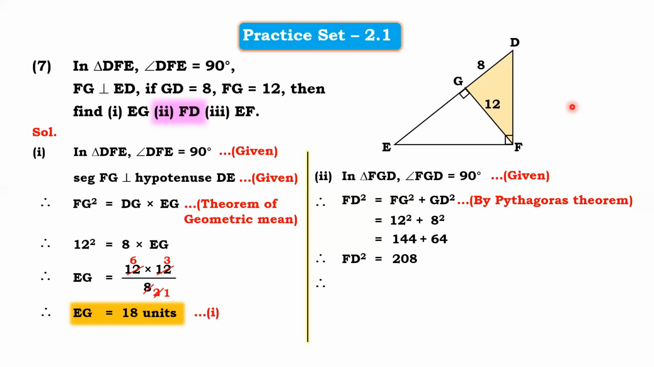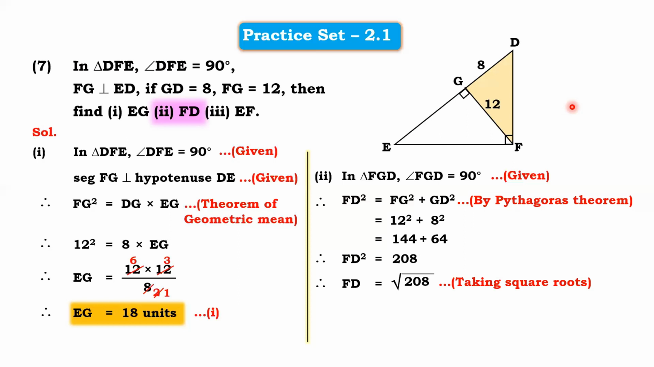Now if you take the square root, 208 is not a perfect square. So we can say FD is equal to square root of 208. The reason would be taking square roots, because we have to find out the value for FD. So to find out the value of FD, we are taking the square root of 208.